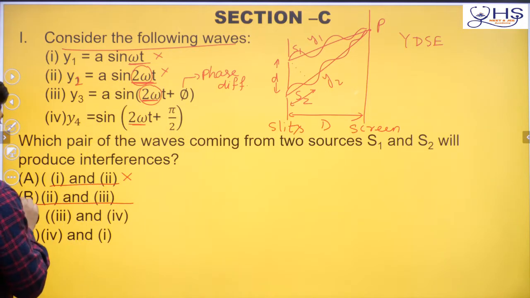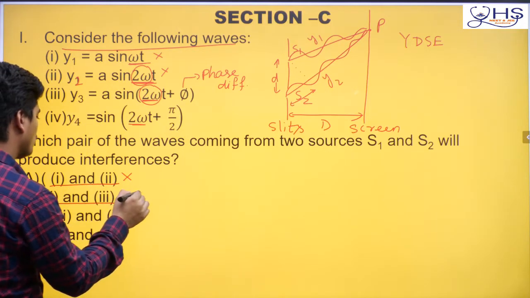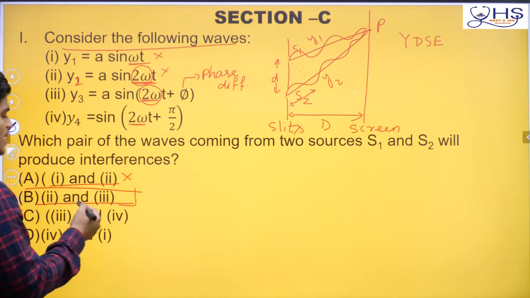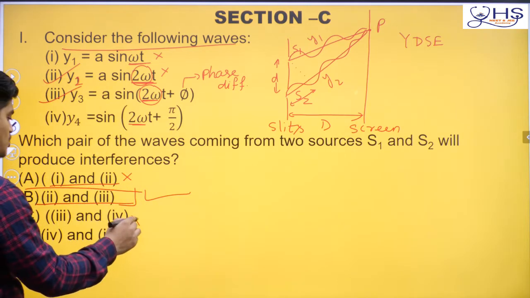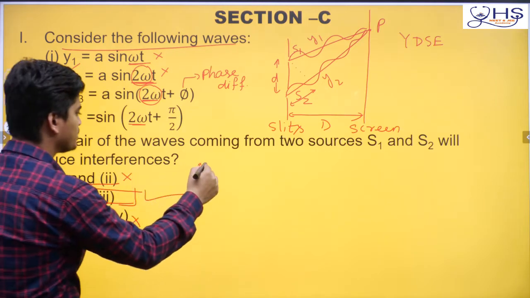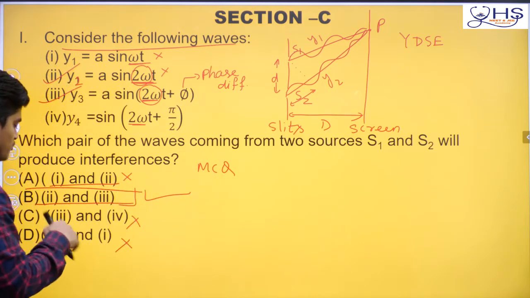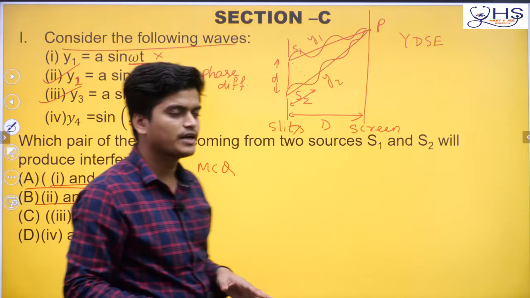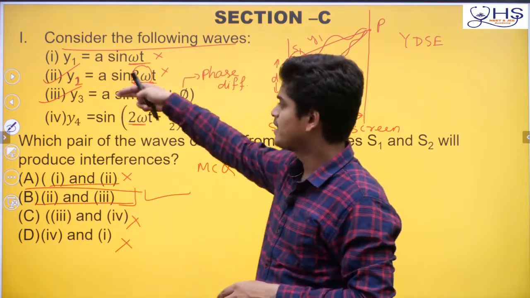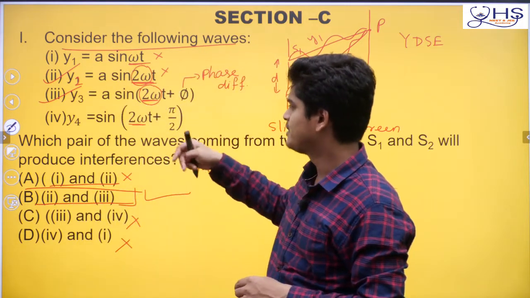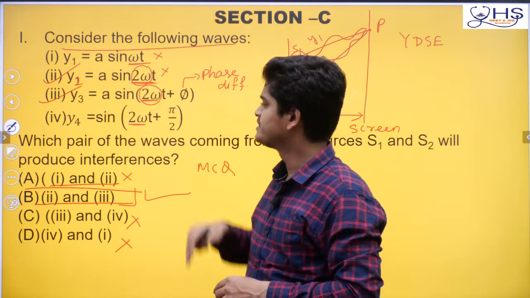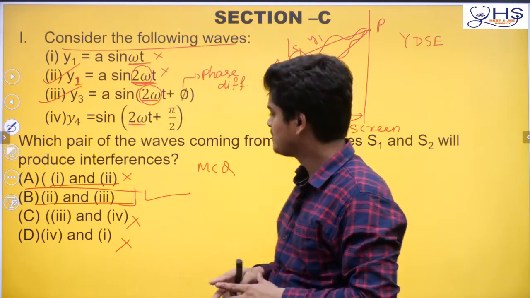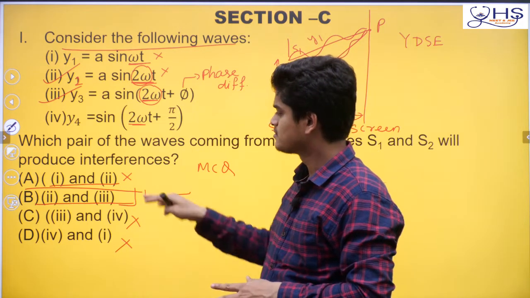So we can say B is the answer. The 2i and 3i waves will produce the interference pattern. Since it is an MCQ question, there is no need to check C and D. The 3i and IB pair won't work because there is a pi by 2 phase difference, and that one won't work because the frequency is not the same. So that is the idea, you can get it here. So your option is what?